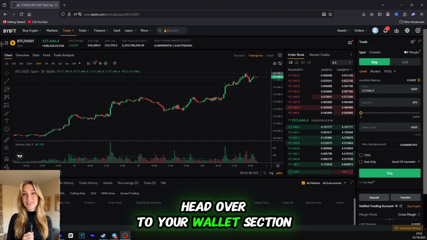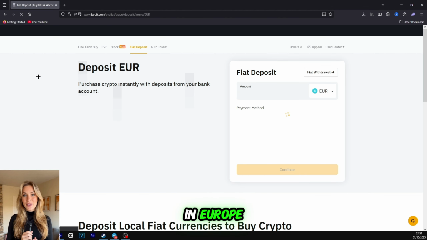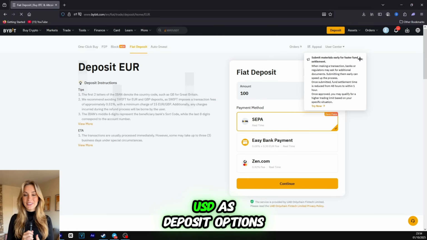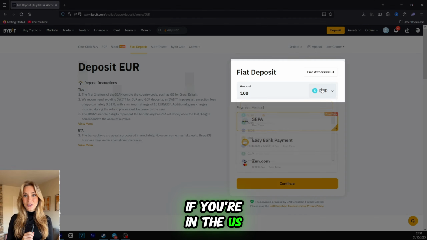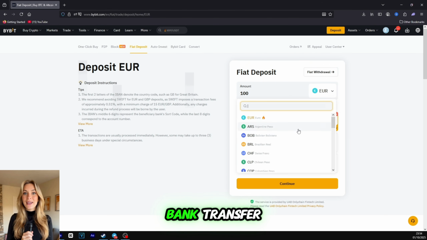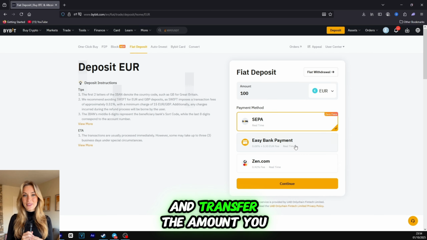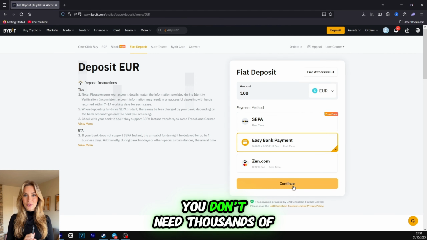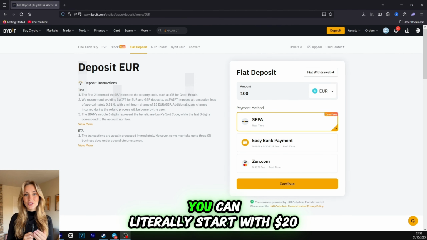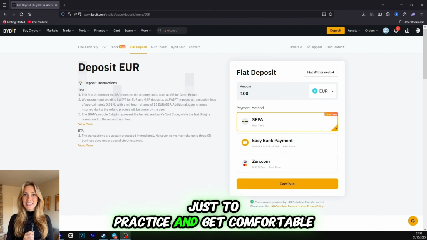Head over to your wallet section and you'll see a list of currencies the exchange supports. Let's say you're in Europe, you might see EUR and USD as deposit options. If you're in the US, you'll most likely deposit USD. Click deposit, choose your method, bank transfer, credit card, or fintech app like Wise or Revolut, and transfer the amount you want to start with. Remember, you don't need thousands of dollars to start trading. You can literally start with $20 or 20 euros just to practice and get comfortable.